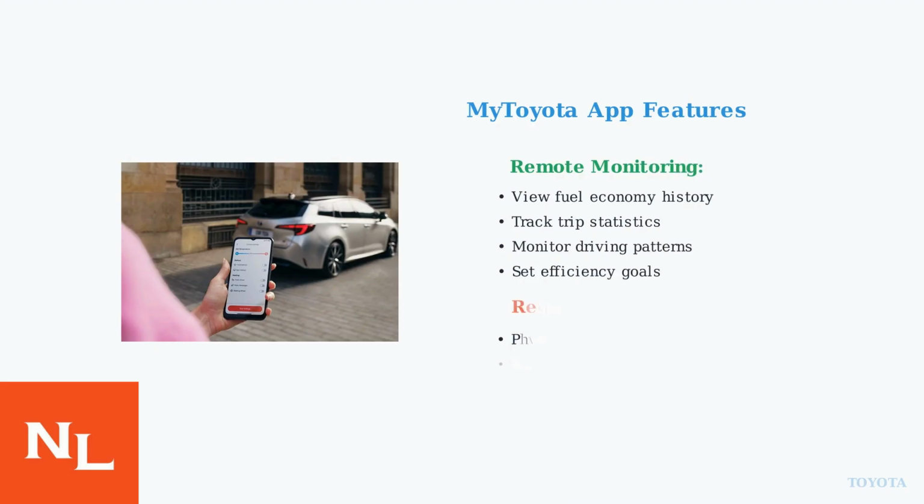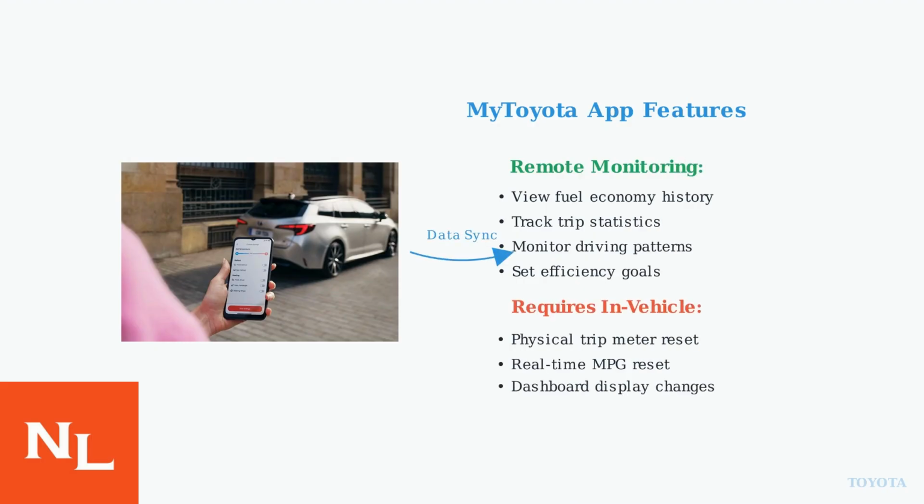The My Toyota app allows remote monitoring of your fuel economy data and trip information. While you can view detailed statistics and historical data through the app, physical reset of trip meters still requires in-vehicle action using the dashboard controls.